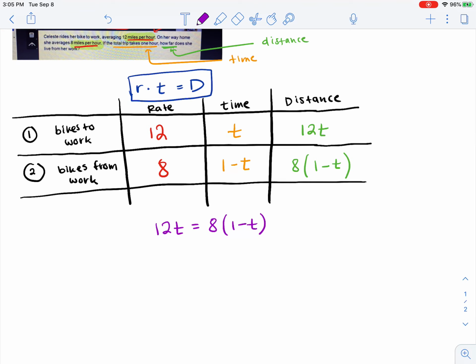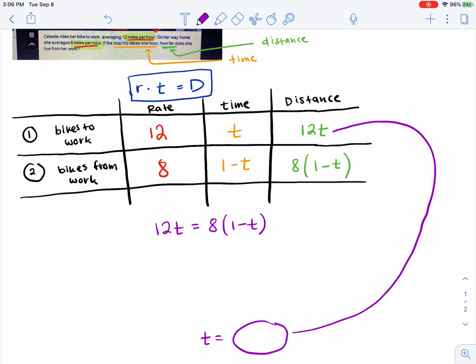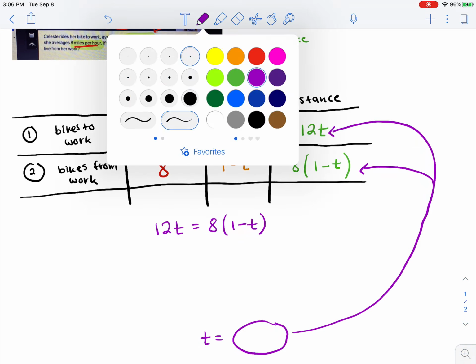And I'm going to solve for t, because the moment I figure out what t is, I can substitute it into that t to figure out what my distance is. I can also plug it into this t, but you'll notice that the distance for this first slot might be a little bit easier to calculate than this slot. So let's solve for t.